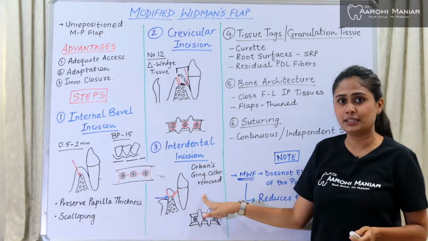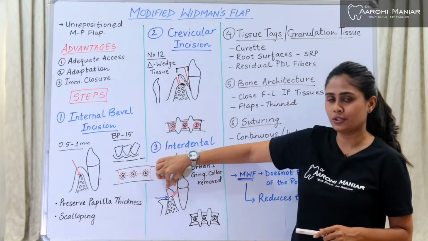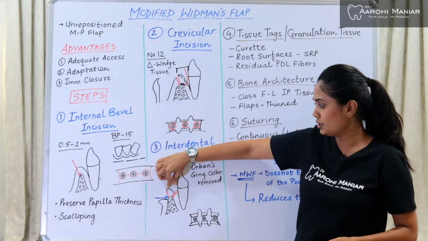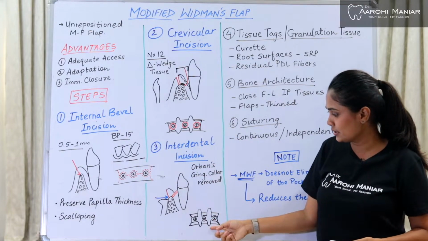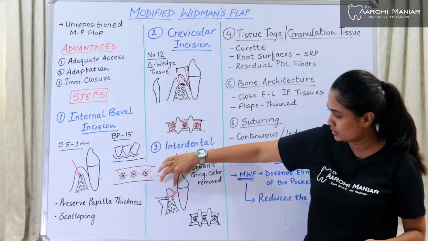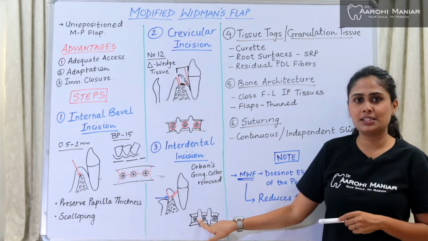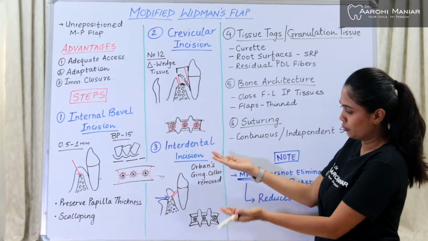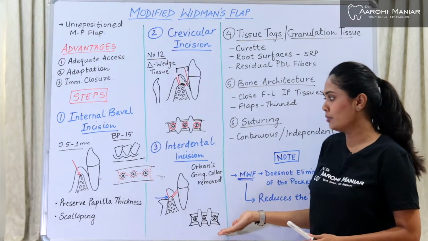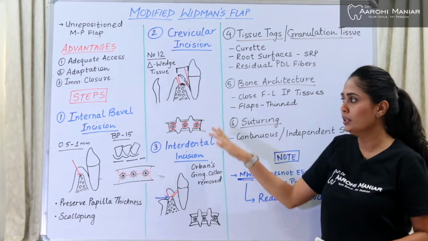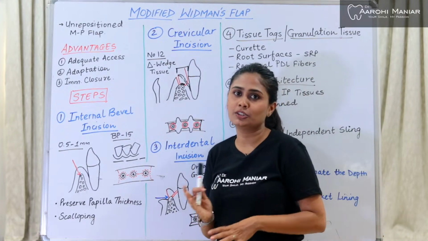This interdental incision is given with an Orban's knife, and here this much portion is known as the gingival collar. So this gingival collar is removed. And similarly here is the continuation of this diagram. Once we remove this red portion between these two red lines, we are opening and reflecting the flaps. So this is the kind of picture or diagram that we might get in our patient while doing this modified Widman's flap. The majority of the surgery is over.